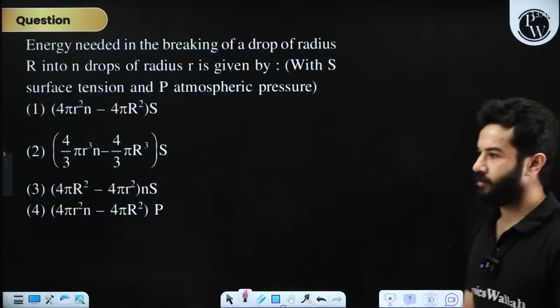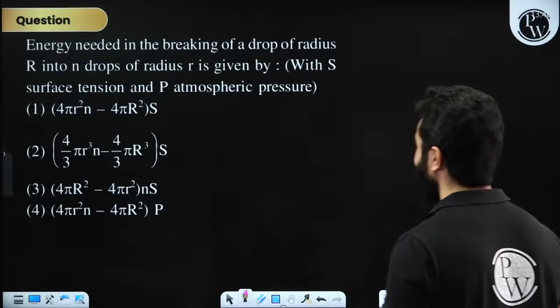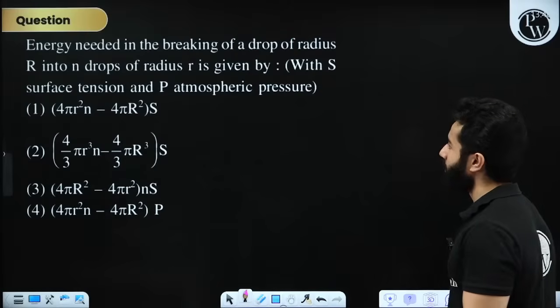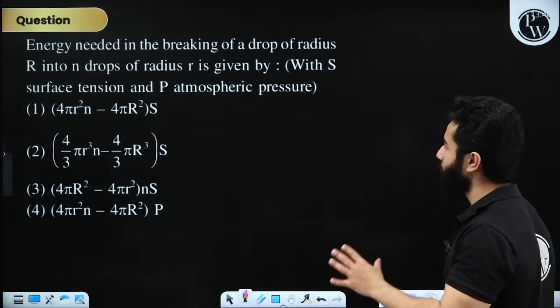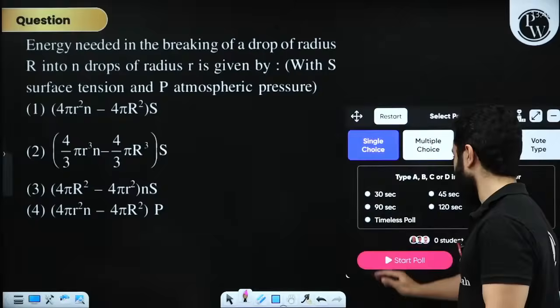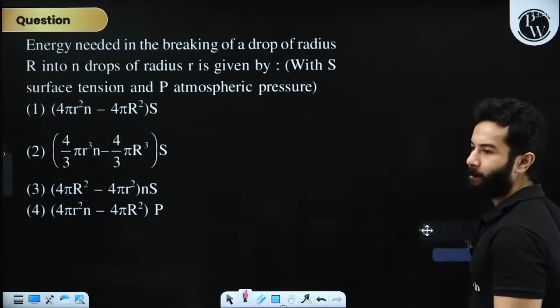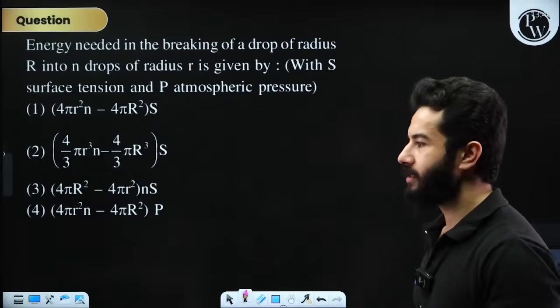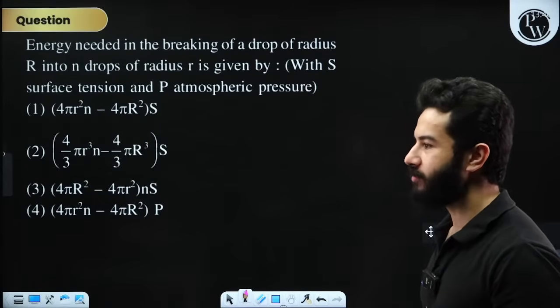Let's solve this also now. Energy needed in the breaking of a drop of radius R into n drops of radius small r is given by. Let's start, 60 seconds. Begin. Doubt clear ho gaya. Very, very good.